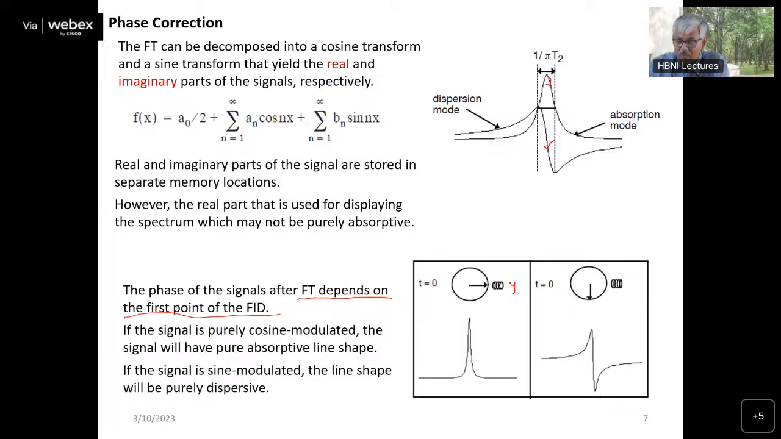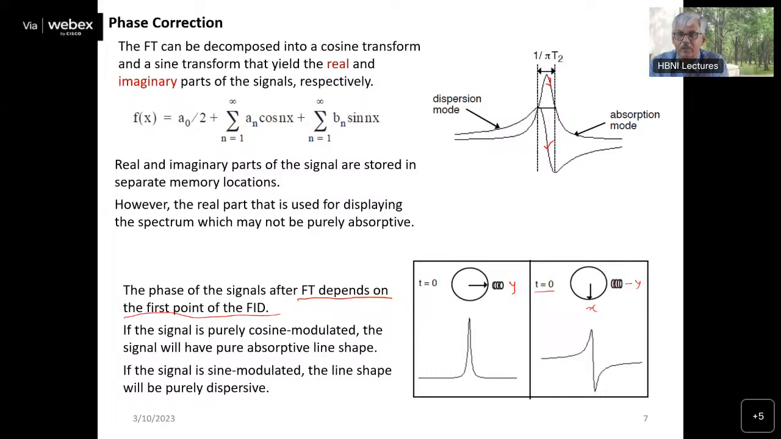But let us say at time t equal to 0, your signal is not at the y-axis, but has moved to the x-axis. So at time t equal to 0 it is at the x-axis. That doesn't mean that, see, when you give a pulse, everything comes to the y-axis first.